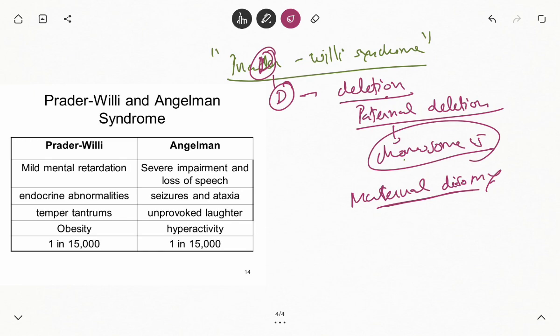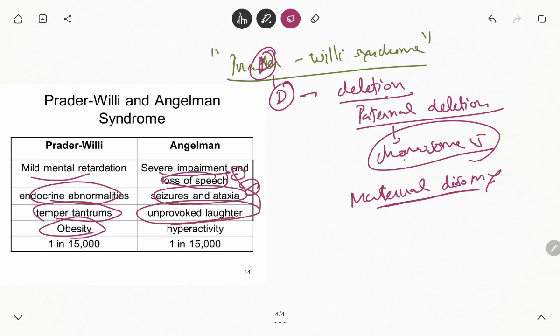The increased activity of the maternal disomy results in Prader-Willi syndrome, which includes mild mental retardation and endocrine abnormalities, temper tantrums that are seen classically in the pediatric age group, and obesity, abnormally obese. It is compared with Angelman syndrome, in which there is severe impairment and loss of speech, ataxia and seizures, and unprovoked laughter. So it is also called happy puppet syndrome. These are important clinical features of Angelman syndrome.